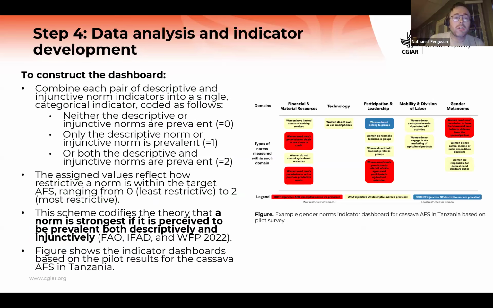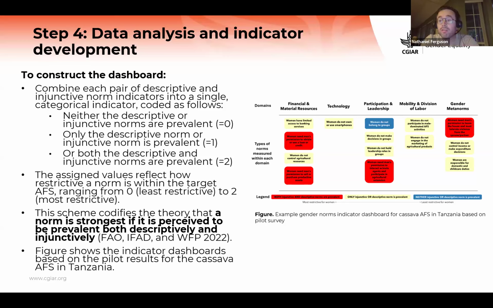Right, so to construct the dashboard, we combine each pair of descriptive and injunctive norm indicators into a single categorical indicator, and you code it like this. There are 3 options, because remember, the descriptive and injunctive indicators are binary. Either they're strong or they're not strong, or prevalent or not prevalent. So number 1, you can have neither the descriptive nor injunctive norm be prevalent in a community. We'd code that as 0.